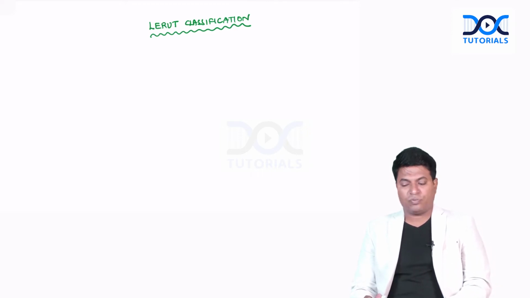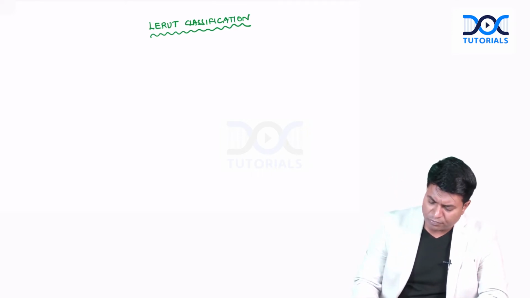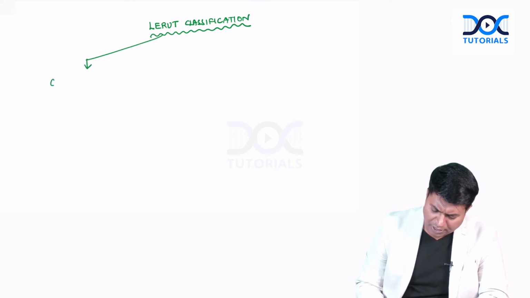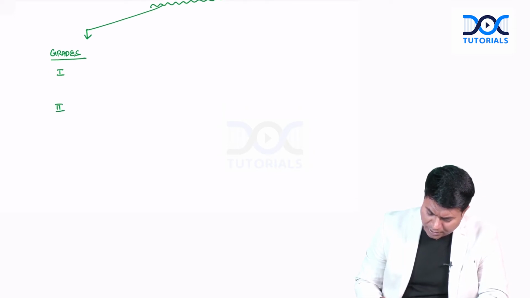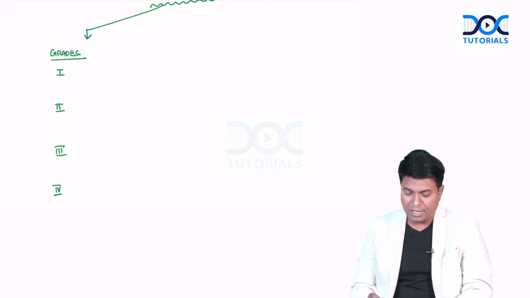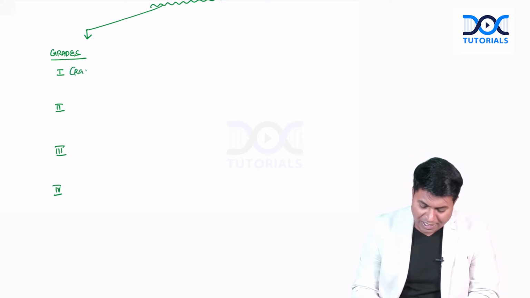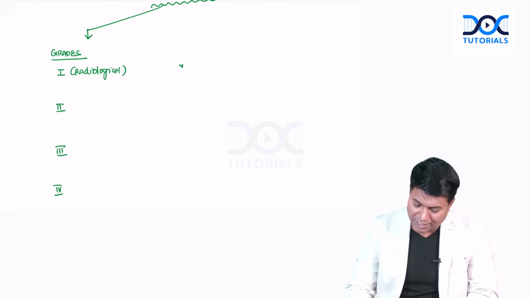Lee-Root classification is clearly showing you 4 grades. Grades are grade 1, grade 2, grade 3, grade 4. So grade 1 is radiologically diagnosed. The patient is not having any symptom at all. No clinical signs are there.